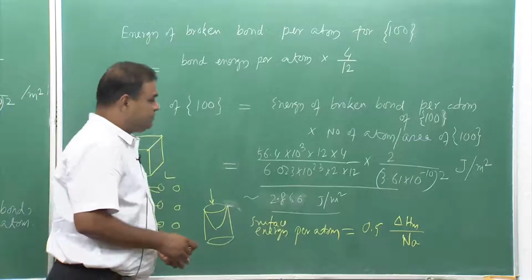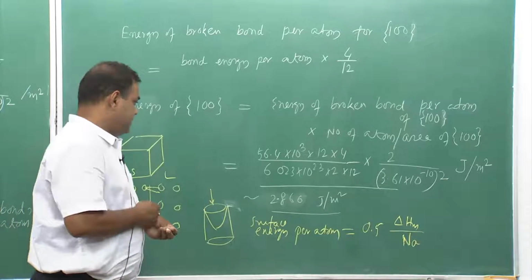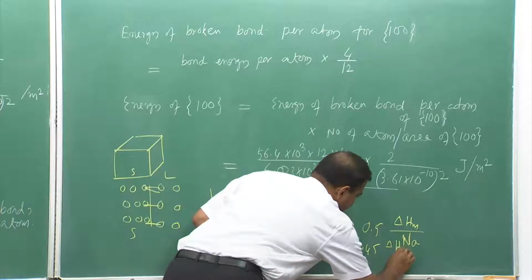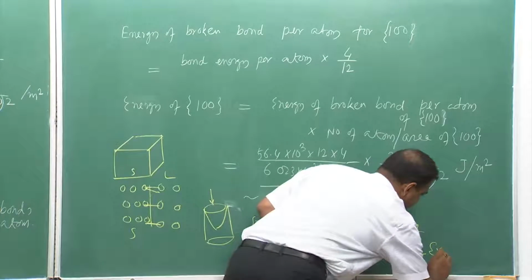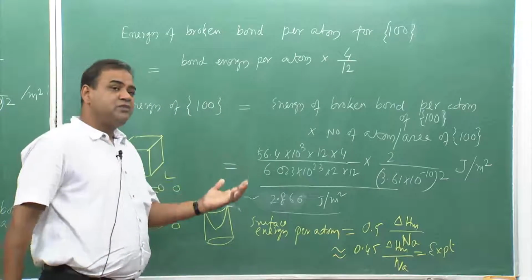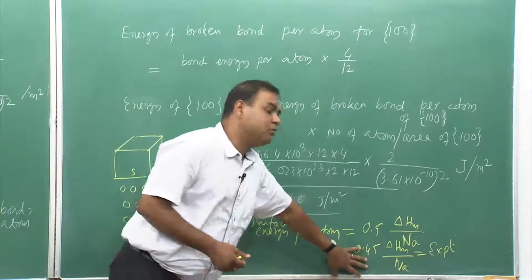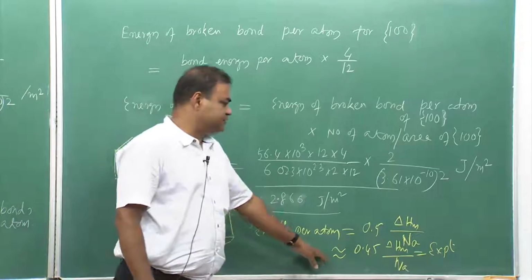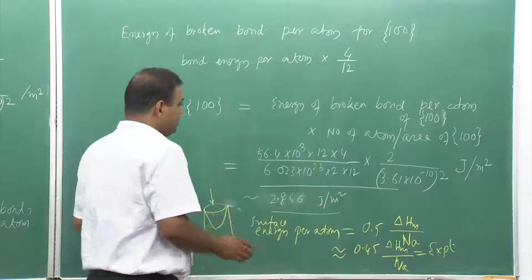People have seen that the calculated surface energy for the solid-liquid interface falls close to 0.45 delta Hm by Na. This is close to the experimentally found value. So, instead of doing complicated experiments, we can use this formula in case of normal metals, and we do find a match between experimentally found values and this value. Let us try to solve for copper.